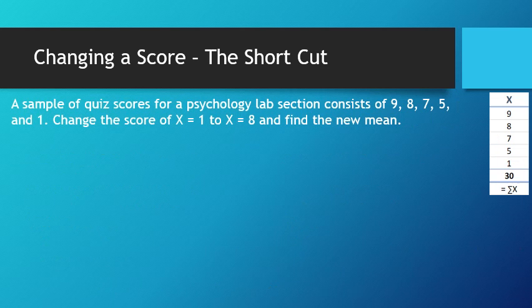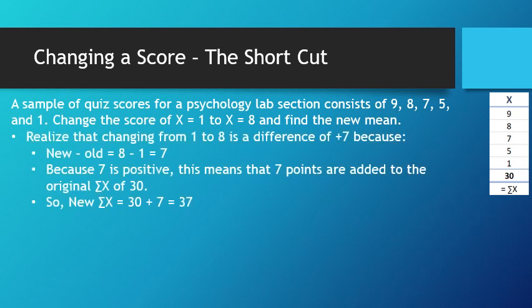Now let's use the shortcut. This is what we'll be using in this class. A sample of quiz scores for the psychology lab has the same exact problem as the one we just talked about, and the work for finding the original summation of x is on the right. You'll see that the original summation of x was 30.